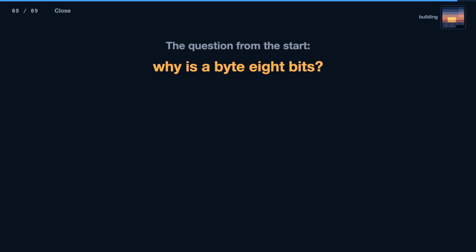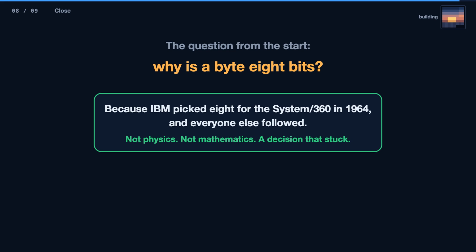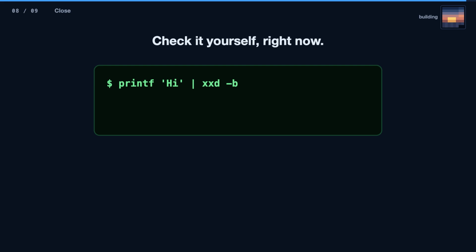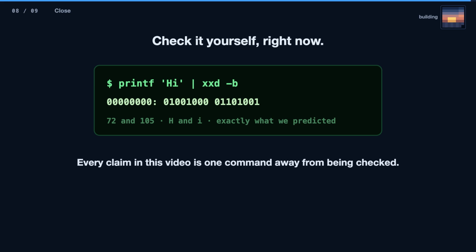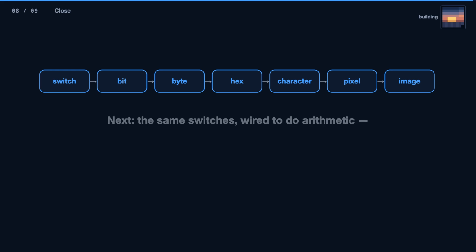Which leaves the question from the start: why is a byte 8 bits? Because IBM picked 8 in 1964 and everyone followed. Not physics, a decision. Check it yourself. Type printf hi, pipe it into xxd -b, and you will see 72 and 105 exactly as predicted. Next time, we wire these same switches together to do arithmetic.